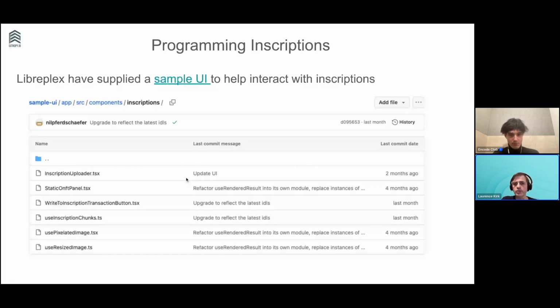So this is just a screenshot from the repo showing you some of the components that are available. But you can have a look at that, look through the repo, and look through the code, and then obviously customize that to whatever you want to do.